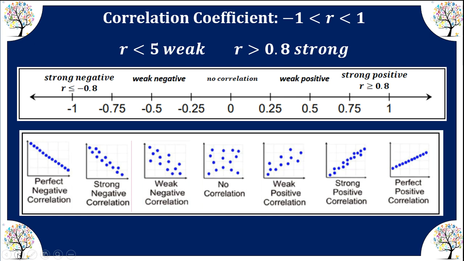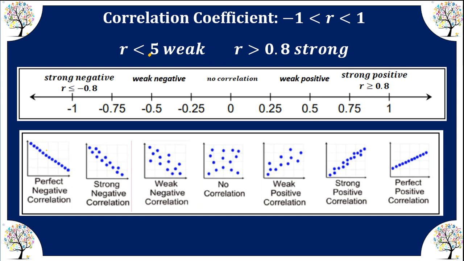Again, in your notes, make sure that you understand that when R is 0.5 or less, it is weak. And if it's 0.8, oh, that should be a point right here. Let's add that to here. So 0.5 or less is weak, and then 0.8 or more is strong.